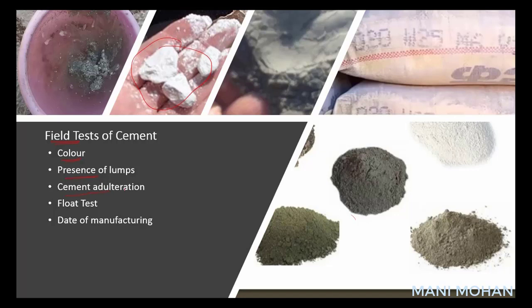Cement adulteration. The cement should be smooth if you rub it between fingers. If not, then it is because of adulteration. Float test. The particles of cement should flow freely in water for some time before it sinks. Date of manufacturing. It is very important to check the manufacturing date because the strength of cement decreases with time. It is better to use cement before 3 months from the date of manufacturing.